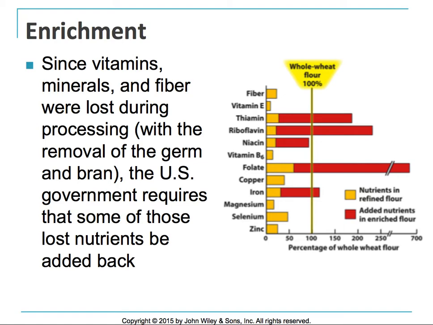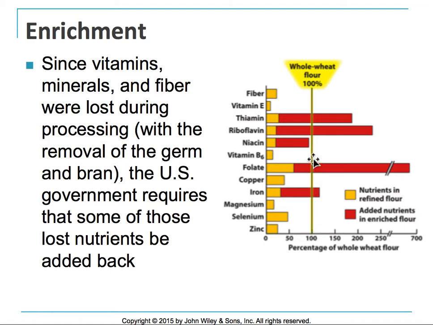This table comes right from your text. So talking more about enrichment, since vitamins, minerals, and fiber were lost during processing with the removal of the germ and bran, the U.S. government does require that some of these lost nutrients be added back. So, what we see in this graph here at the right, this line represents whole wheat flour, and a whole wheat flour product is going to contain 100% of these items here.